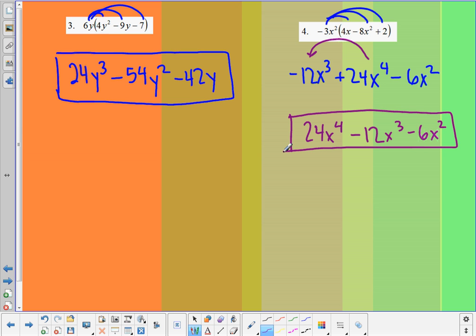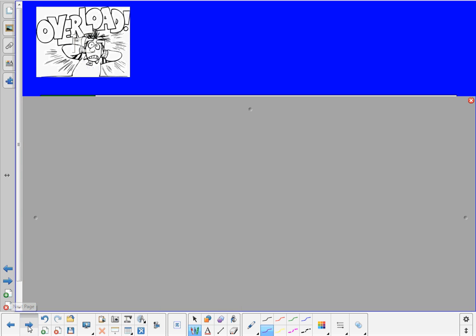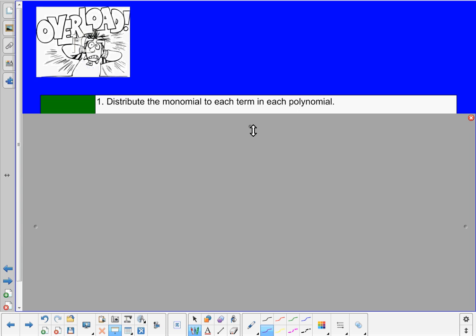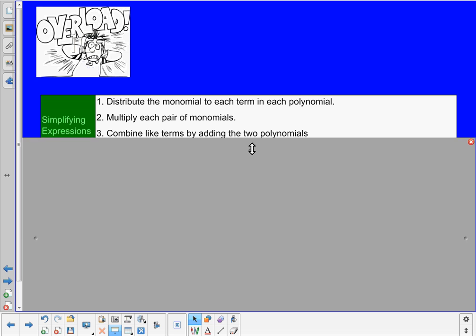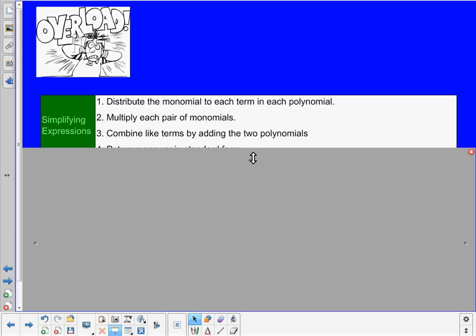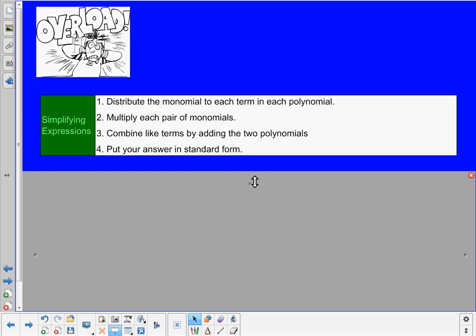Okay. So let's flip over to the back and take a look at one of those examples and talk about simplifying expressions here. When we are simplifying these expressions and have multiple rules going on, the first thing that we have to do is take care of any distribution. Whatever distribution is there is the first thing that we have to do. So distribute the monomial to each term in the polynomial behind it. Then the next thing we would do is multiply the pair of monomials and combine any like terms by adding the two polynomials. Make sure you put your answer in standard form again. So this is just where we might have more than one set of distribution, and then we've got some like terms to take care of behind it.